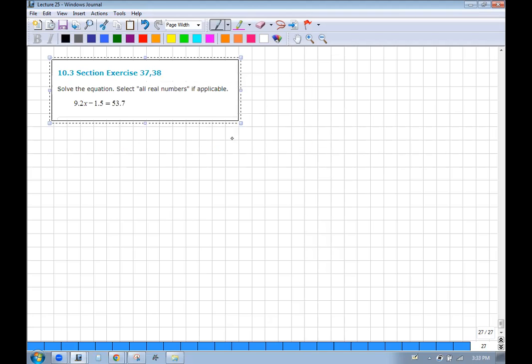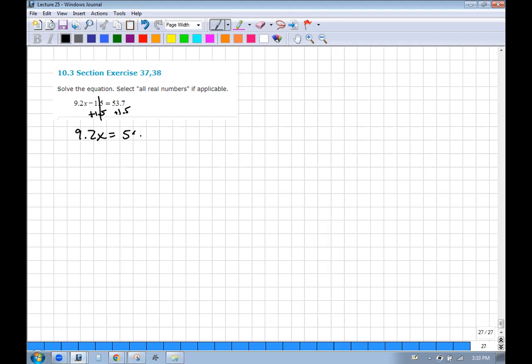Solve the equation. Okay, all right, let's see, here's our x. Let's add 1.5 to both sides. So that gives us 9.2x equals, what is this? 53, 54, 55.2, right? 7 and 5 is 12. There we go.